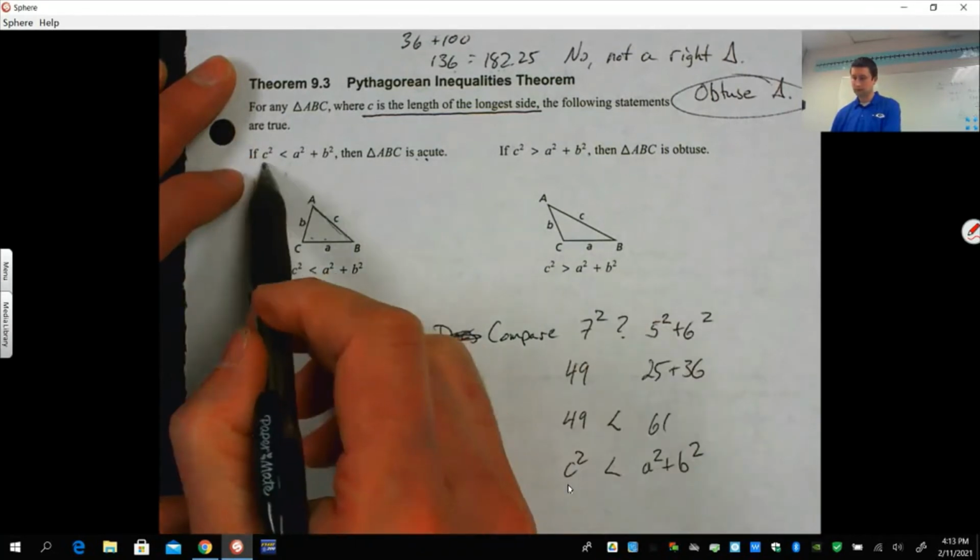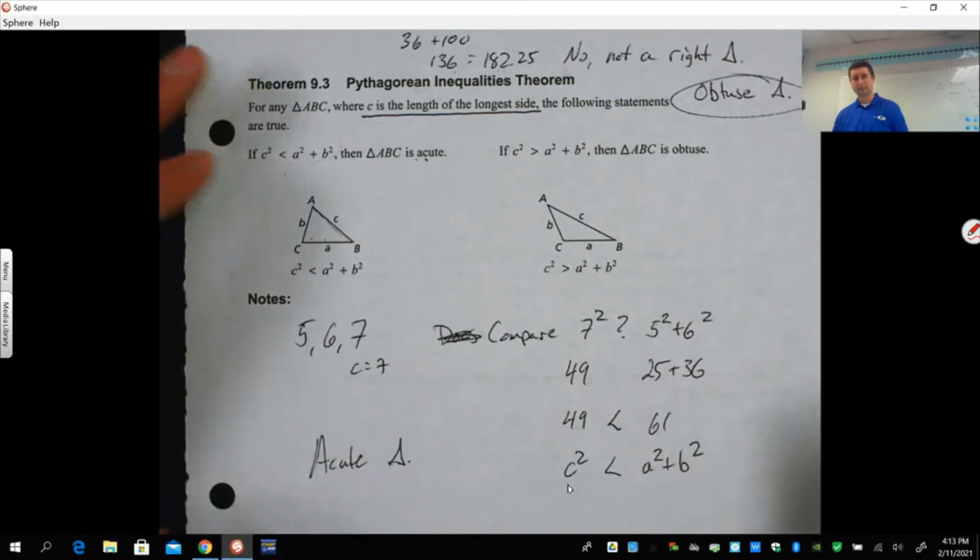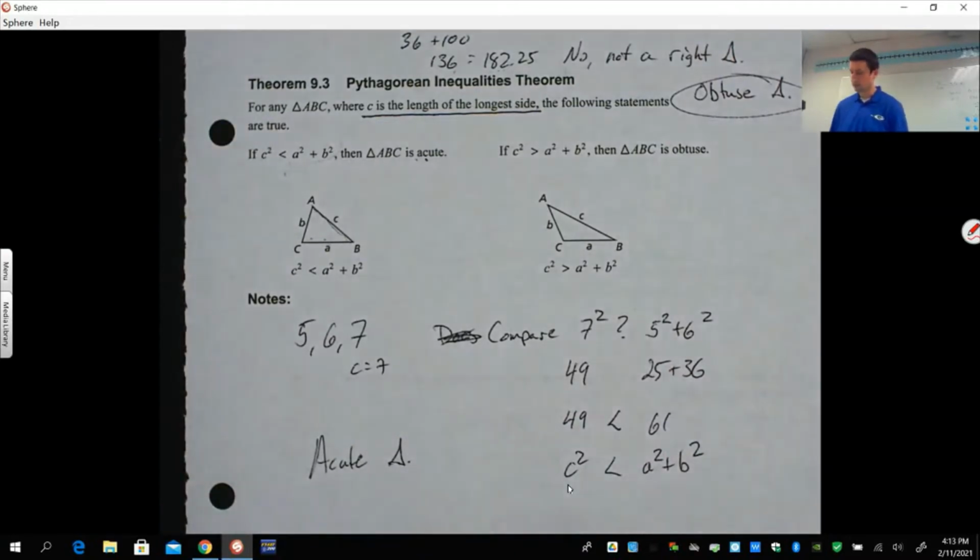So that fits this category right here. We know we have an acute triangle. Okay, if it's less than, it's acute. If it's greater than, it's obtuse. If it's equal, then it's right.